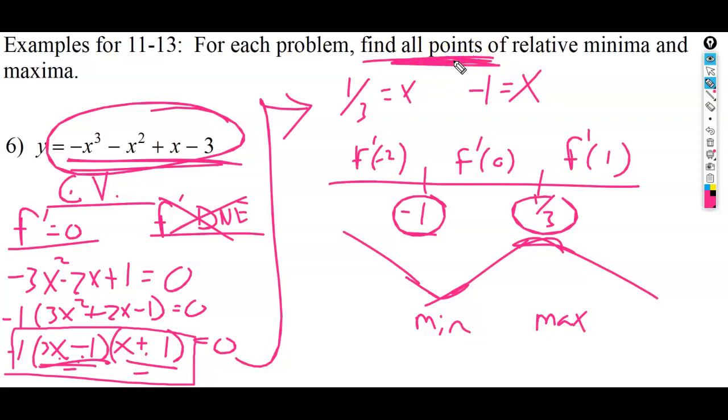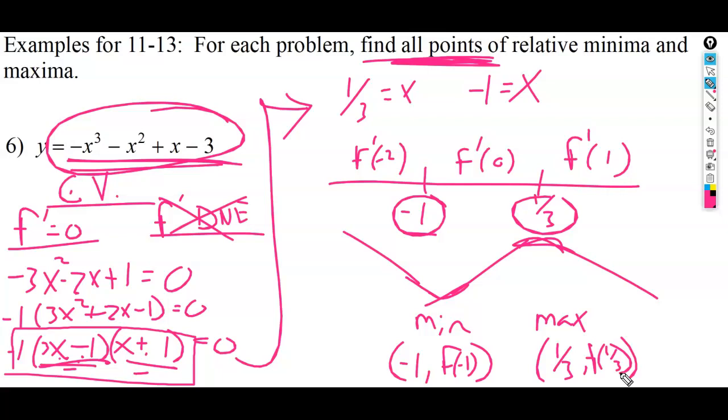Okay, so it says find all points. Now, since it's asking for a point, they want us to write it as a point. So the x value is negative 1, and the x value is 1/3. The y value would be whatever you get by plugging in negative 1, and whatever you get by plugging in 1/3.